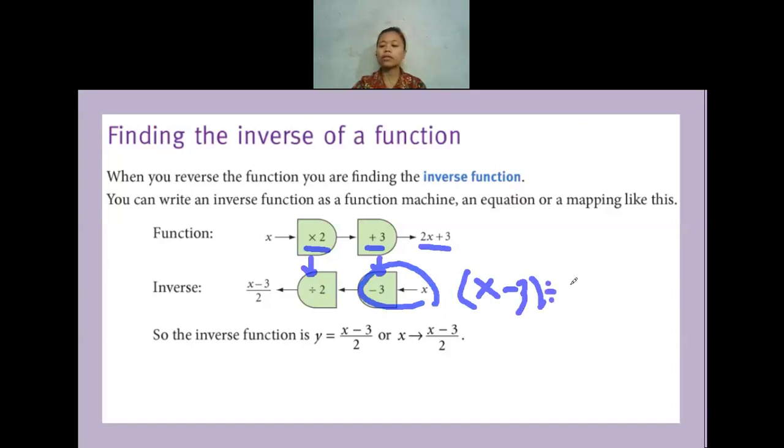Usually when we have a division, I will ask you to write it as a fraction. So we write x minus 3, because of the result, and the fraction sign will be all over and then divide by 2. So the inverse function will be y equals x minus 3 divided by 2, or you can say that x is mapping into x minus 3 divided by 2.